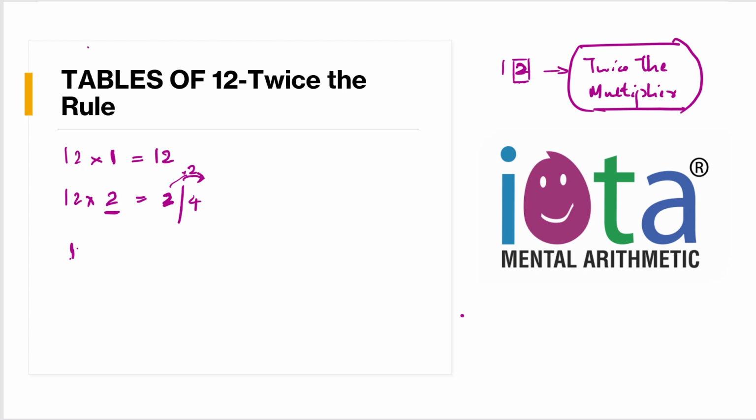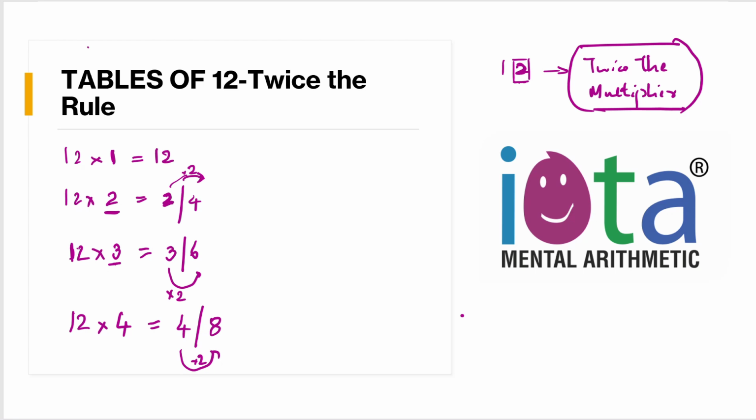Now let me take 12 into 3. Place the multiplier, take twice of this. How much will it be? 6. Let us take 12 into 4. How much will this be? Take 4, twice of this will be 8, so 48.